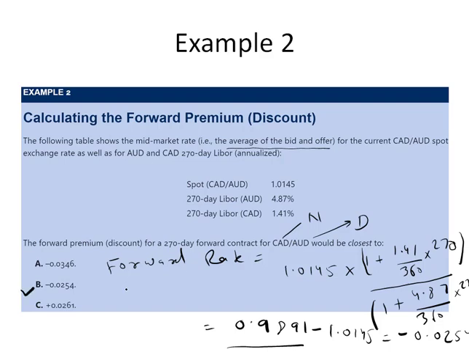So this is how we are going to calculate the forward premium or discount based on the spot rate and the interest rate in the foreign country and the domestic country, as well as the time window we have. In this example we took a 270-day time period, and based on that we calculated our forward rate. The delta between the forward rate and the spot rate was our premium or discount.